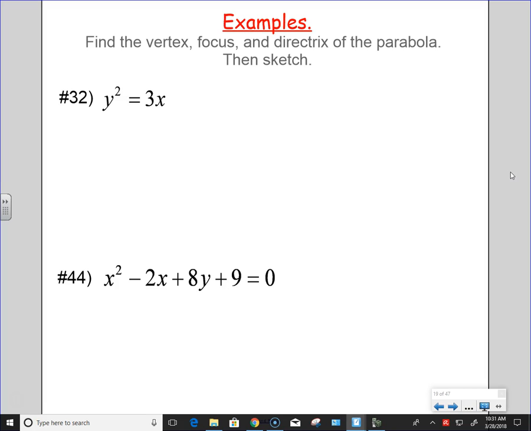You might want to start with a picture, because a picture would at least give you an idea of which camp you're putting it in, the up-down camp or the right-left camp. Let's help each other. Up-down or right-left? Right-left. Why'd you know? The y is being squared. Good, not the x. What can you find?